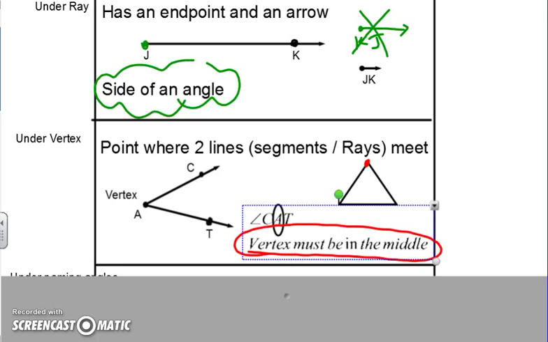You need to know right where the vertex is. On this one right here, that A is the vertex. It's always the one that goes in the middle. Always, always, always. Okay? The vertex must be in the middle.